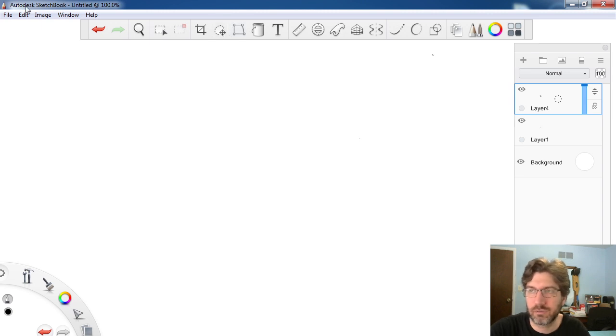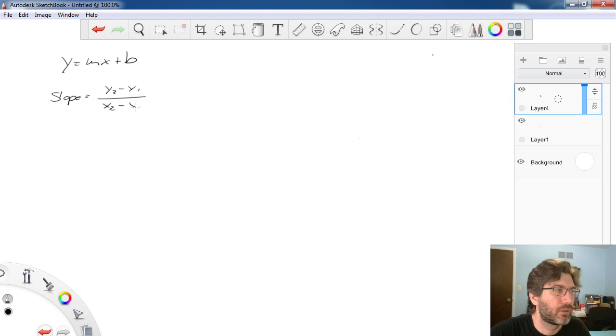Any other questions on it? Pretty simple today. Just remember slope-intercept form is y equals mx plus b. And remember your slope equation, y2 minus y1 over x2 minus x1. Or it's rise over run, depending on how you do it.